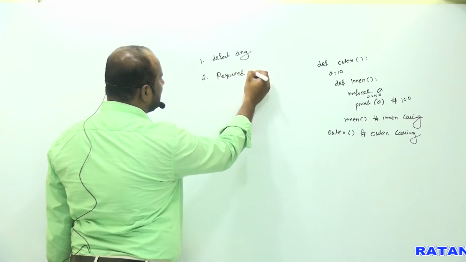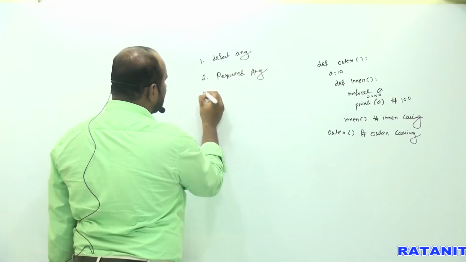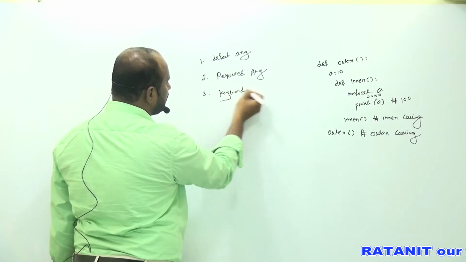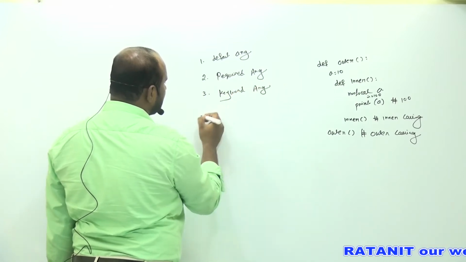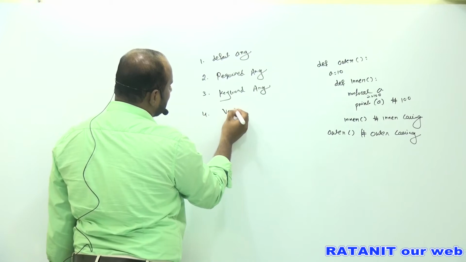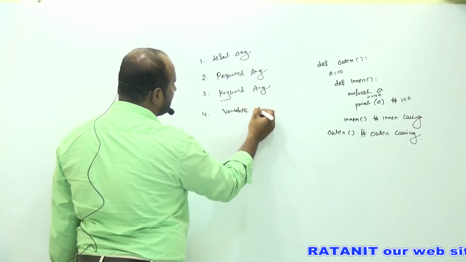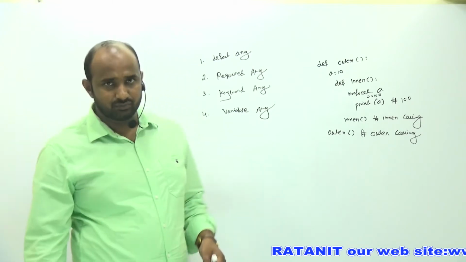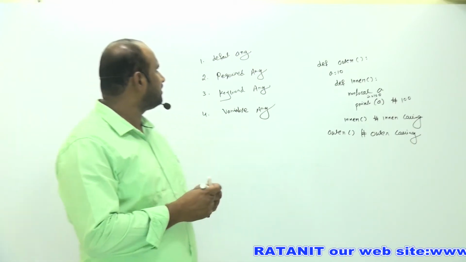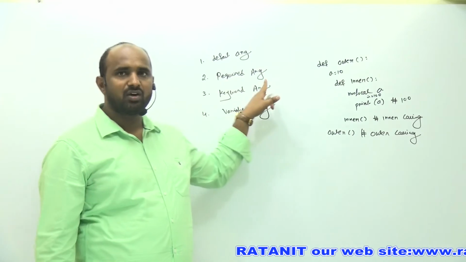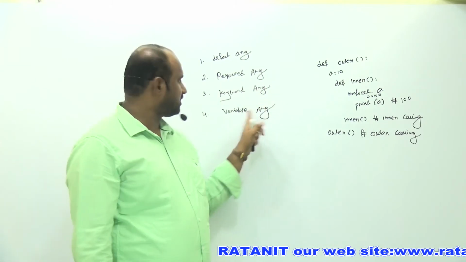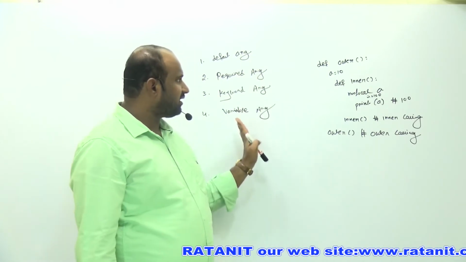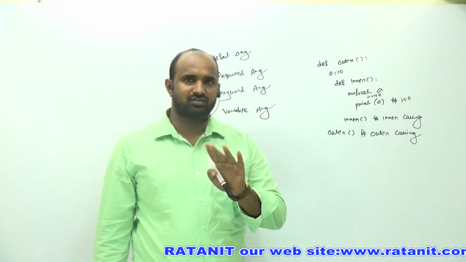Required argument. Number 3 is what? Default, required. Next one, number 3 is what? Keyword argument. Number 4 is what? Variable argument. See, arguments, how many ways are there you can pass here? 4 ways are there. What are the 4 ways here? Default argument, required argument, keyword argument, and what? Variable argument, right? That's it. These are the 4 ways how to pass the argument to the function.